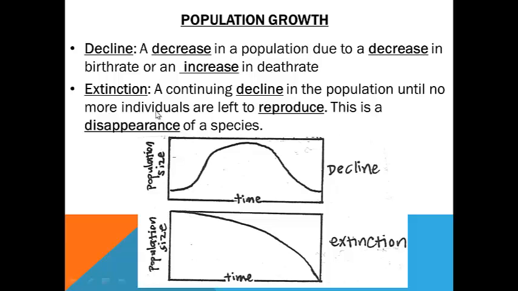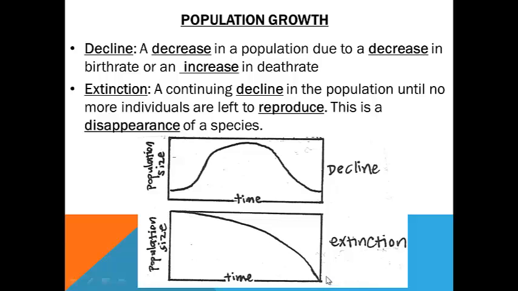All right. Extinction, you probably know this word from thinking about dinosaurs. A continuing decline in the population until no more individuals are left to reproduce. This is a disappearance of a species, which is extinction. And you see the graphs below showing a decline. This right here is a decline. All right, and then this is extinction, where it starts to decline until there are no more individuals remaining.